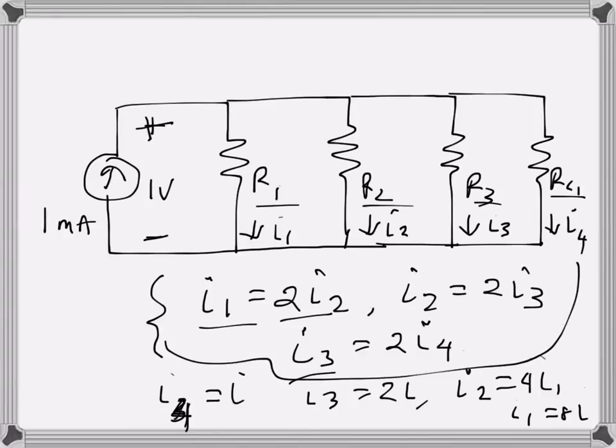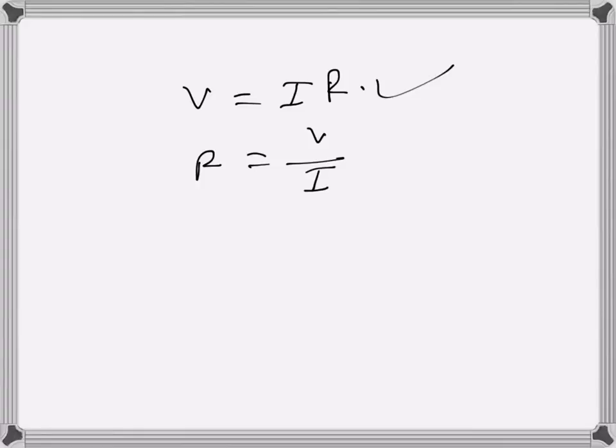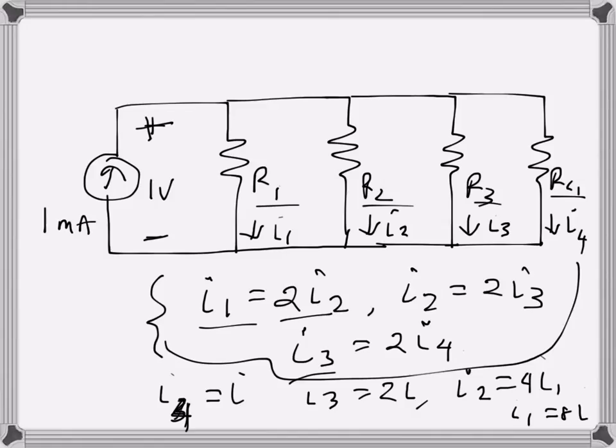Now since these are connected in parallel, the current will be inversely proportional to the resistance, since V is equal to IR. So R will be V over I. This is Ohm's law. So basically what I'm trying to say here is, since I1 has the highest current, the resistance of this one will be the lowest. Similarly, since I4 has the lowest current, the resistance will be the highest one.